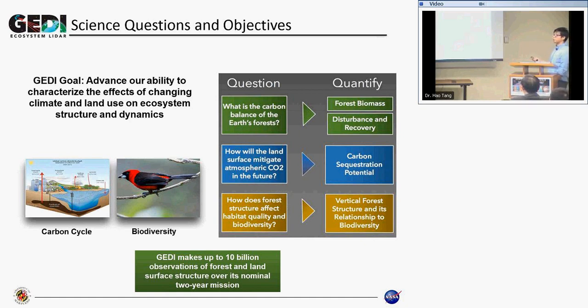And we use models to see how much carbon is going to be sequestered through forests in the future. And we need the vertical information to help us quantify the relationship between biodiversity and forest structure as well. So GEDI will probably make more than 10 billion shots of the forest and land areas, and run for a nominal 2-year operation.